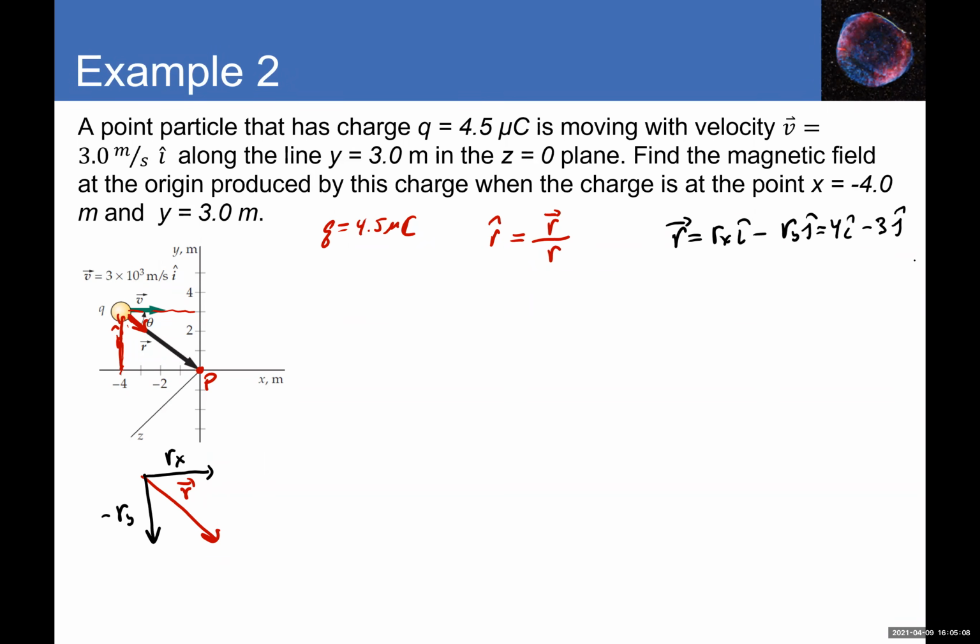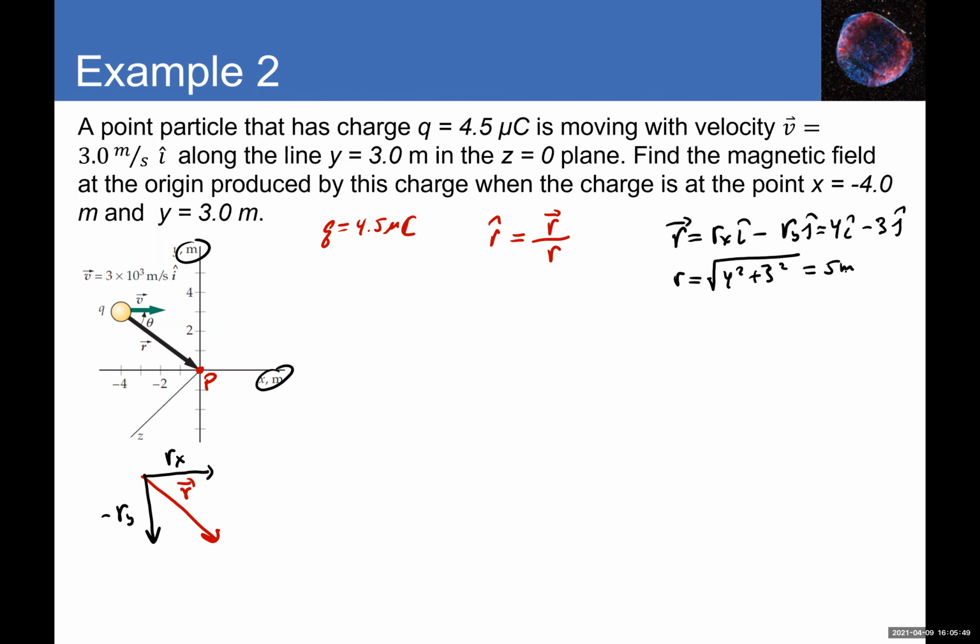In terms of meters, so let's say 4 meters i hat minus 3 meters j hat, as you can see. If I break this down into components, the y component of this R is pointing down, so it's negative, and the x component is pointing to the right. That's my vector R in terms of its components. Now I can also calculate its magnitude, which is 4 squared plus 3 squared, which gives me 5 meters.